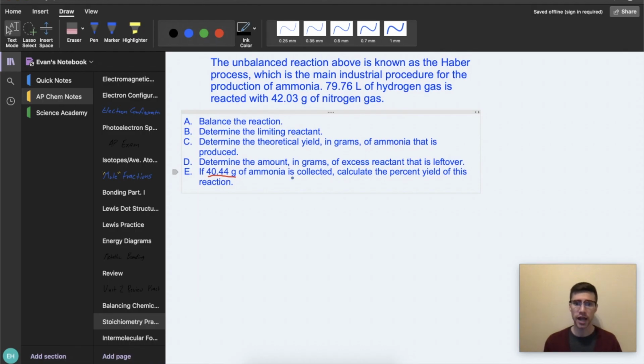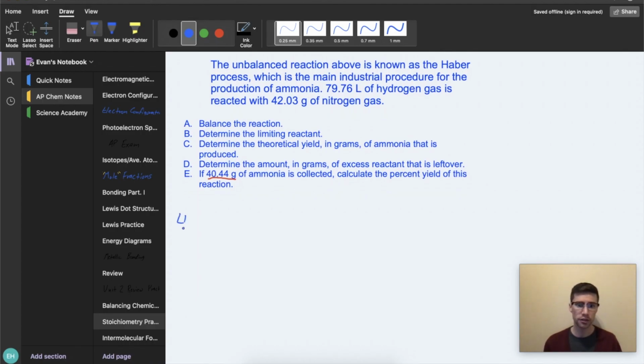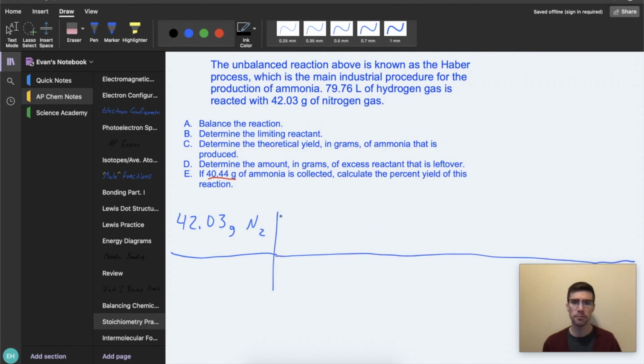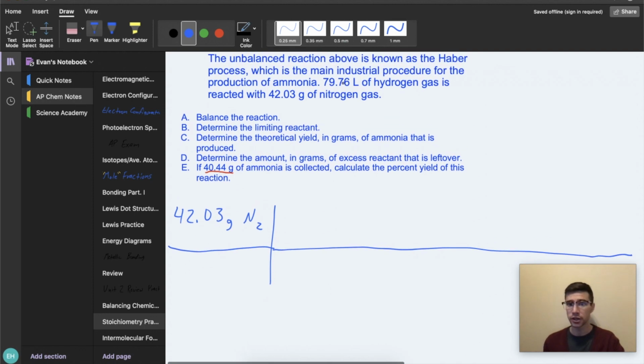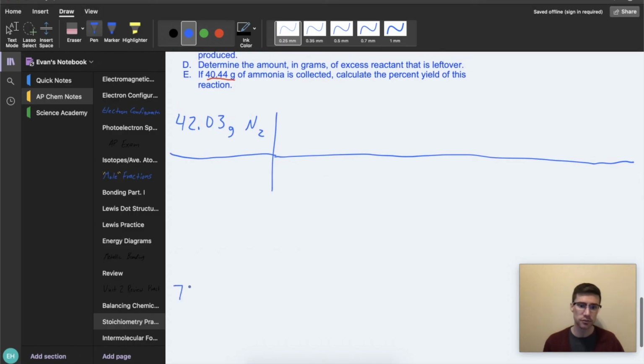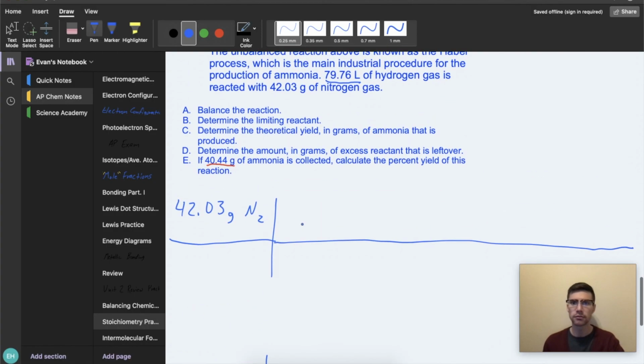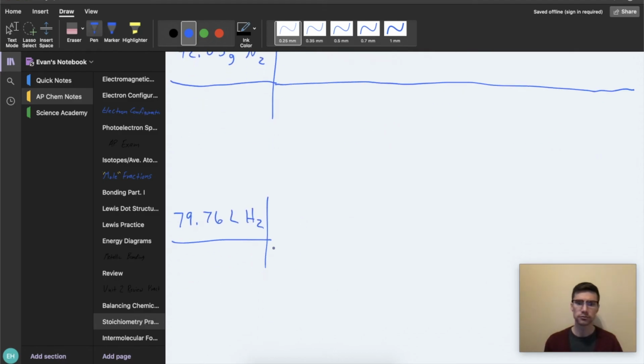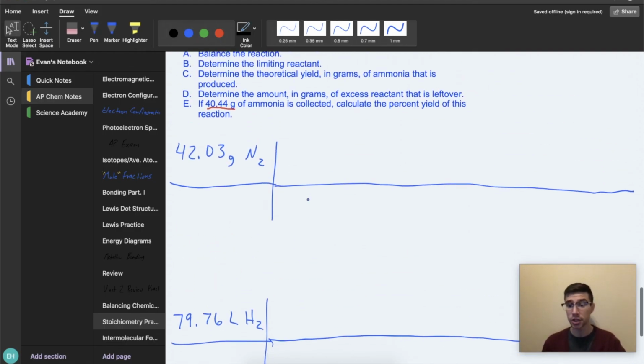So what is our limiting and excess reactant? Well, we know that we're starting with 42.03 grams of nitrogen gas, which is our N2. Okay, so I'll set up our stoichiometry for part 1. And we also know, and this is a little bit different here, that we start with 79.76 liters of hydrogen gas. Okay, make sure that's right. Okay, cool. So set up our second stoichiometry here. The top one's easier because we've already started with this.